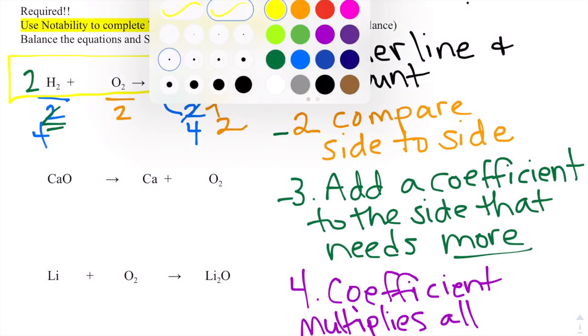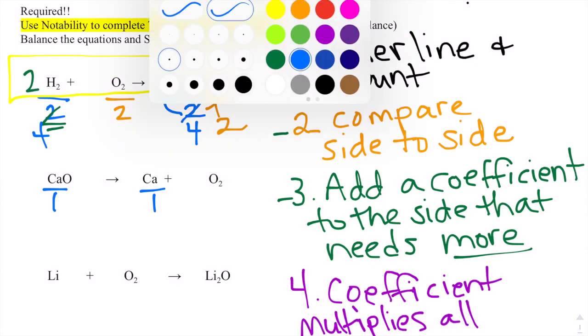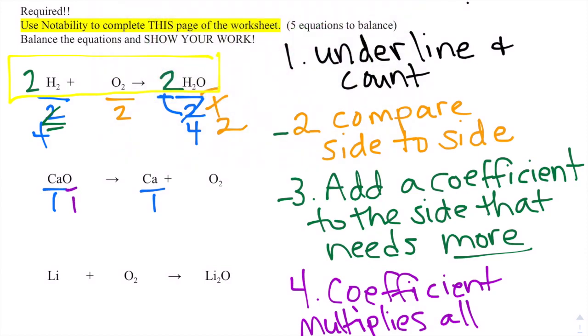Let's do the next one. I'm going to count the Ca on the left here, 1. Jump over the arrow, or under the arrow, 1 on the right. The O's, I'm going to use a new color, 1. Jump over, and I have 2. So now I'm comparing side to side.